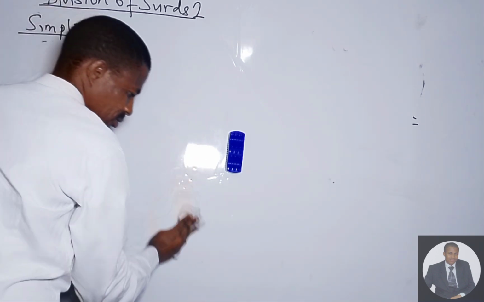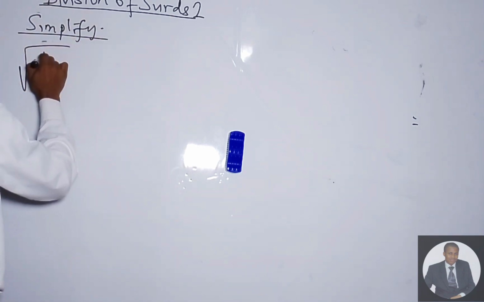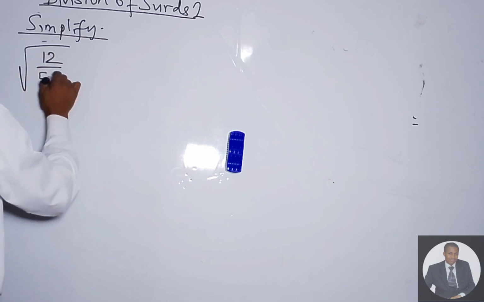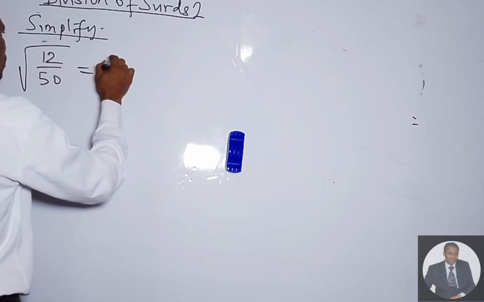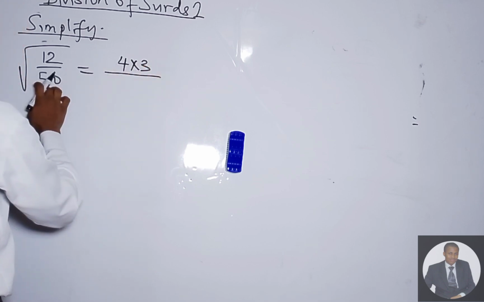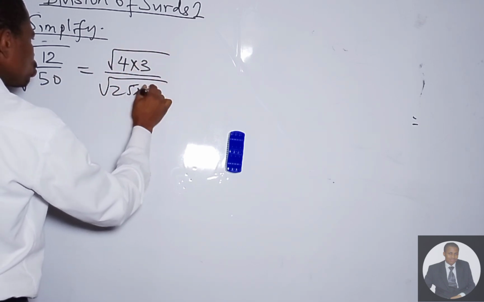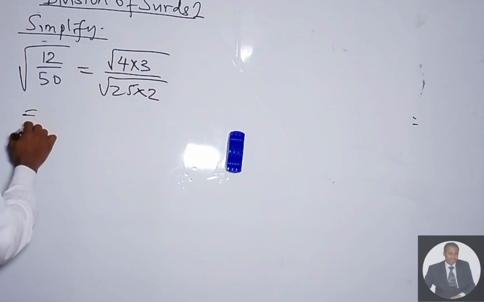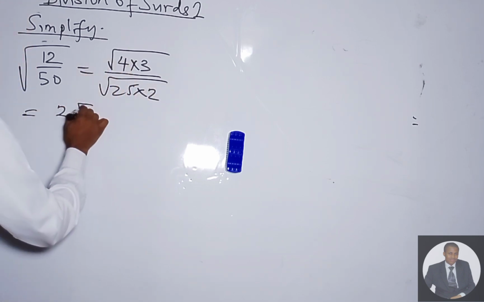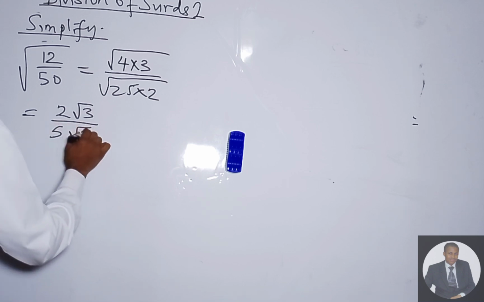Yet another question. Simplify root 12 over root 50. 12 is the same thing as saying 4 times 3, while 50 is the same thing as saying 25 times 2. What's the square root of 4? The square root of 4 is 2, so we have 2 root 3. The square root of 25 is 5, so 5 root 2.